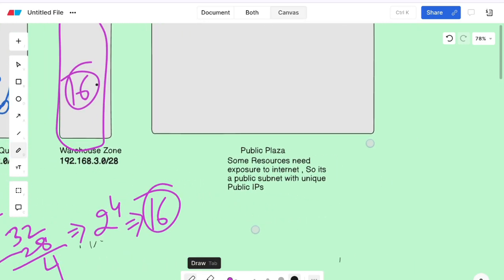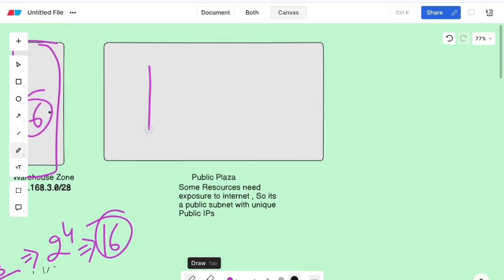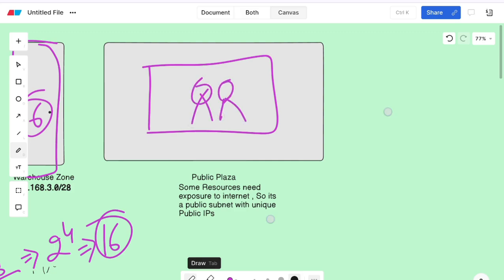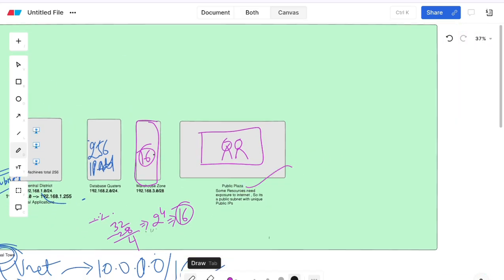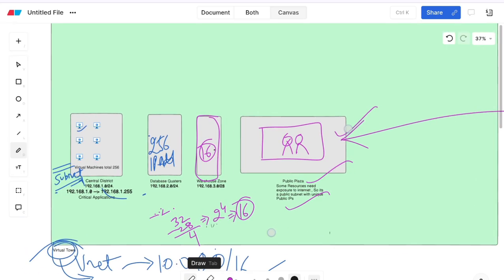The remaining IP addresses he gave to the public plaza. The people who are going to live in this virtual zone can come and communicate directly through the internet. In the public plaza, some resources need exposure to the internet, so a public subnet with unique public IP addresses will be assigned here. Anything we need to communicate can be communicated through a public IP address. How the communication between these subnets will happen, we are going to learn in the upcoming sessions.